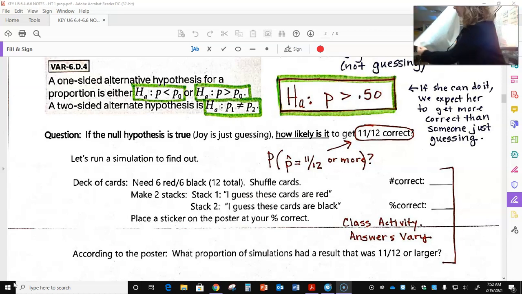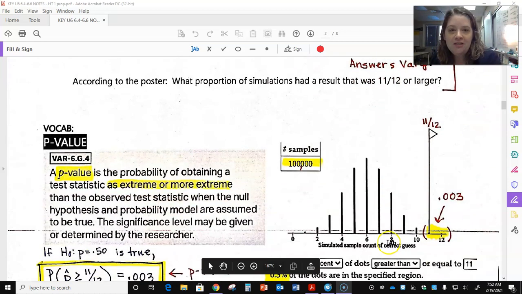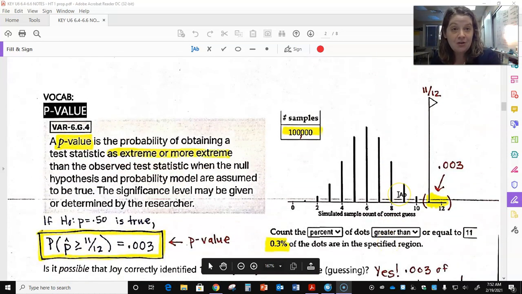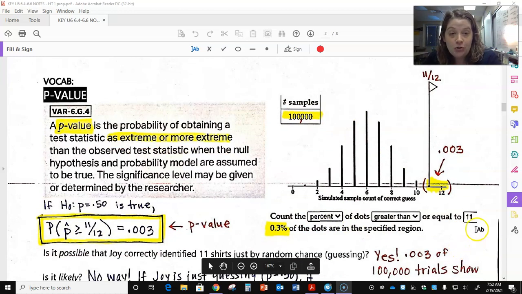Not anybody. So in our class, what proportion of simulations had a result that was 11 out of 12 or larger? Nobody. 0. But we only did like 50 trials because I had everybody in one class do it twice. So what if we did this a bunch of times? I went online and found a simulator that would do the exact same thing we did in class, and I had it run this 100,000 times. Then I had it calculate the percentage of dots that were greater than or equal to 11, and it said 0.3% of the dots were in that specified region.